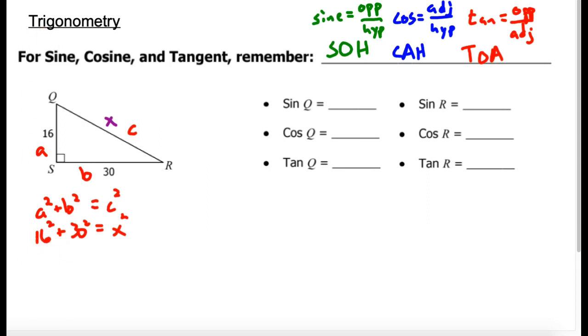Then go ahead and square these. 16 squared is 256. 30 squared is 900. Add these together, that'll be 1156. And take the square root.